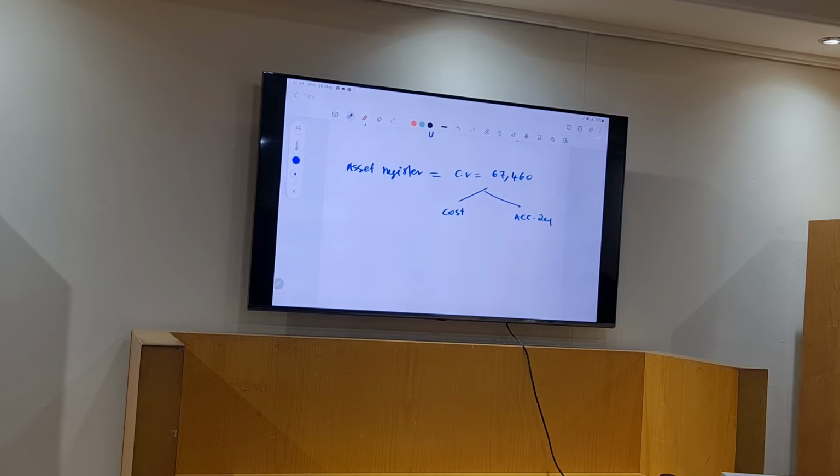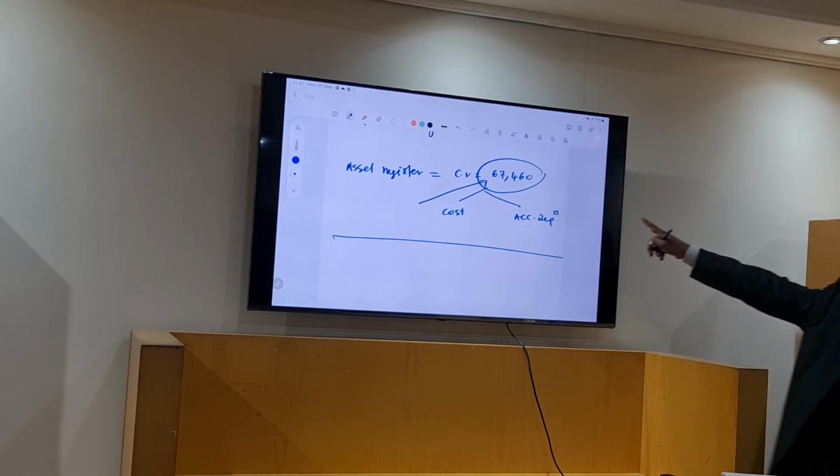Now what happens is that there is a disposal. The company sold a piece of asset within this. Carrying value, CV means carrying value. So you should understand that the company sold a piece of asset within this.